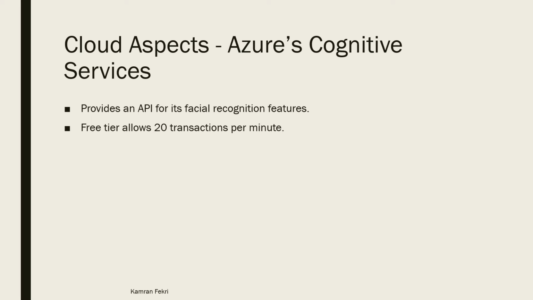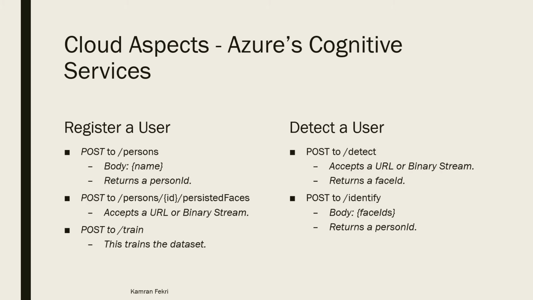So the first cloud aspect is Azure's Cognitive Services. We use them for our facial recognition. They have a free tier that allows 20 transactions per minute, which is adequate for our needs. And they provide an API that is straightforward and makes it very easy to use their service. There are different ways to interact with Cognitive Services. However, we mostly use two actions: register a user and detect a user.